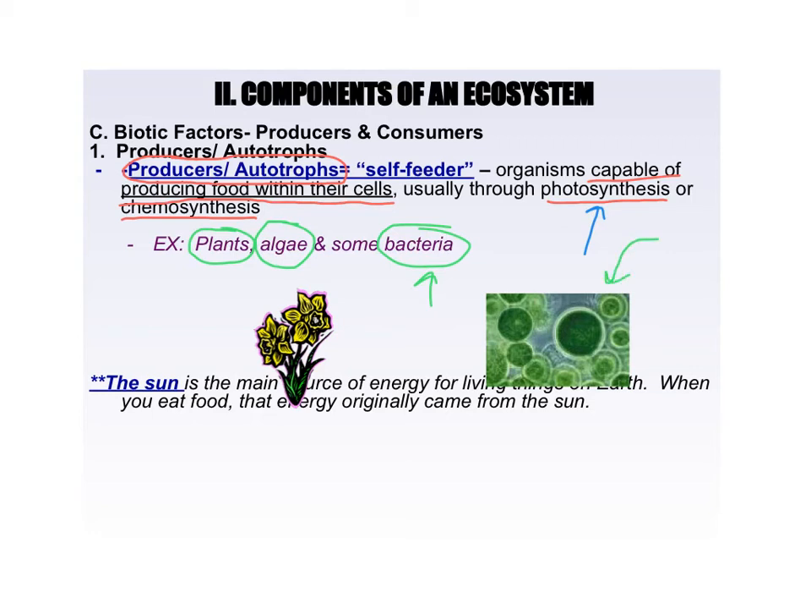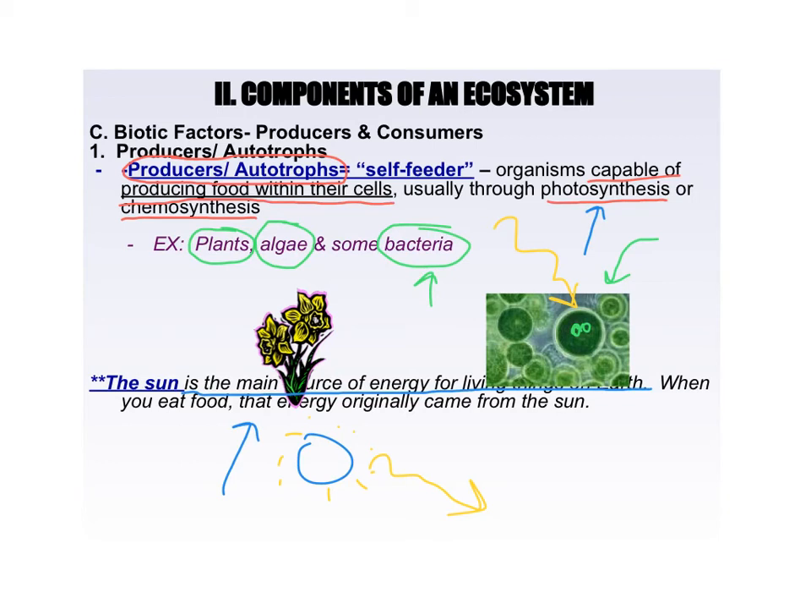So here's some algae right here. A lot of times these guys are green, most plants are green, and using the chlorophyll within their cells, they take the energy from sunlight, and they also use water and CO2 to make their own food. Now, I know you can't really see this right here, but it says, the sun is the main source of energy for all living things on Earth. So, no matter what you eat, that energy originally came from the sun.